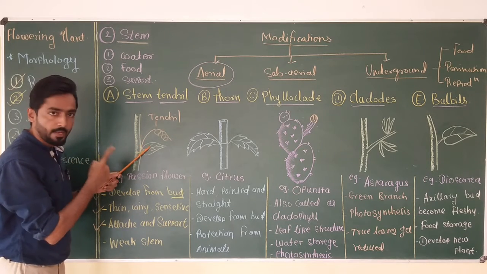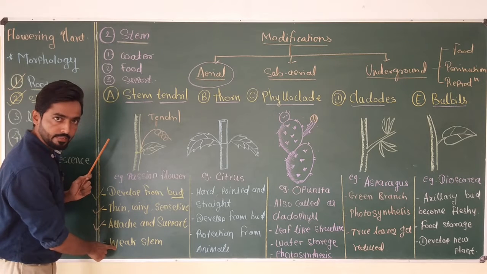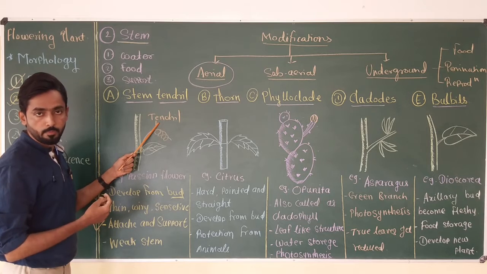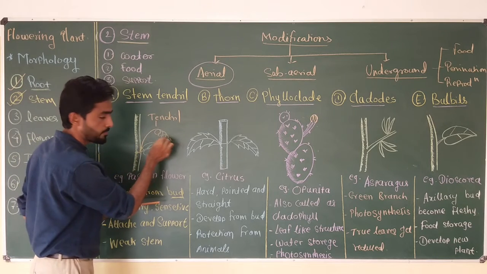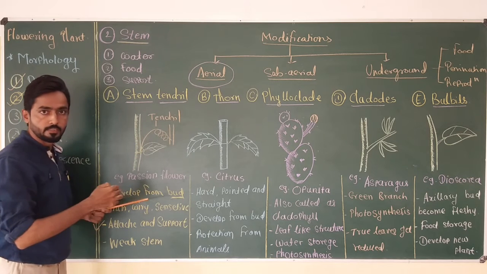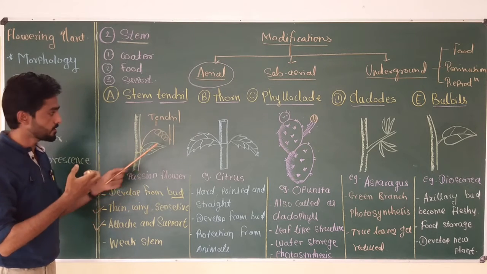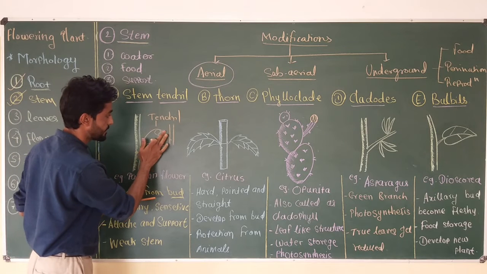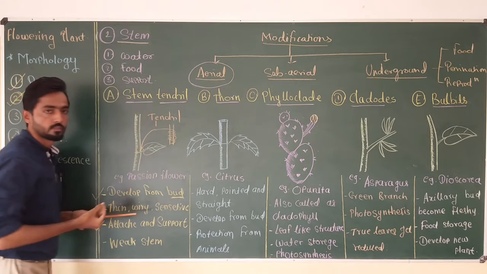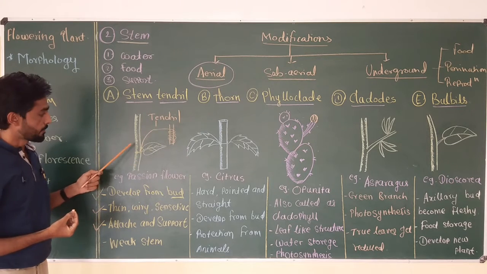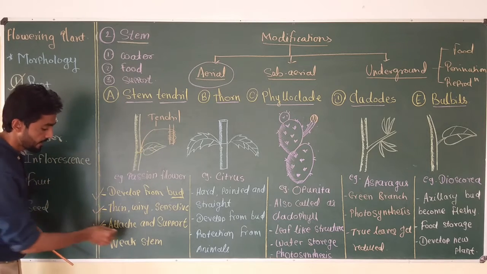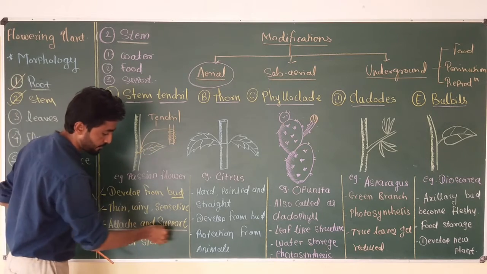When the plant has a weak stem, the stem needs the help of tendrils to grow, because these tendril cells are extremely sensitive. When they reach any solid support, they recognize it, and then they form a structure like this around the support, due to which the plant can easily attach to the support and grow. So the main function of stem tendrils is attachment and support.